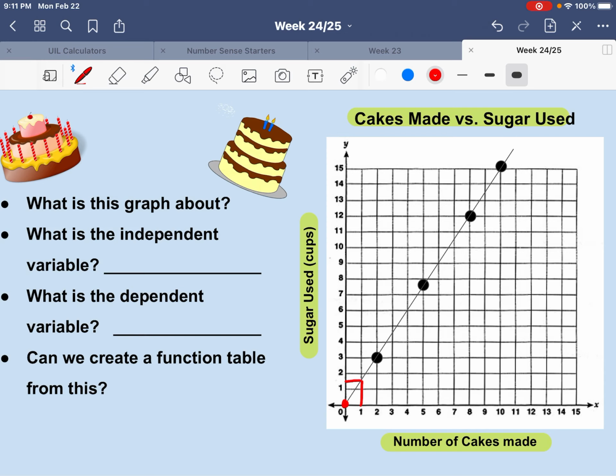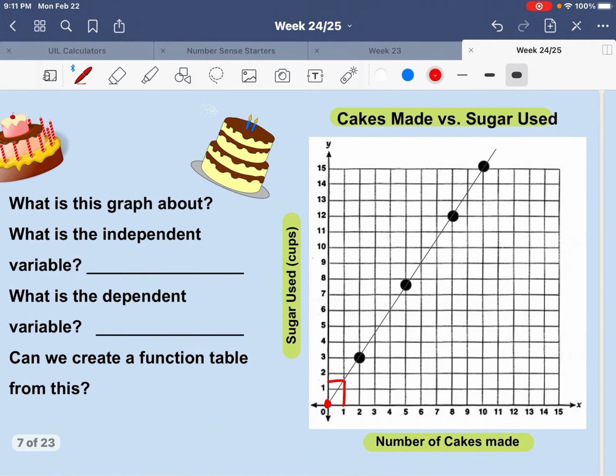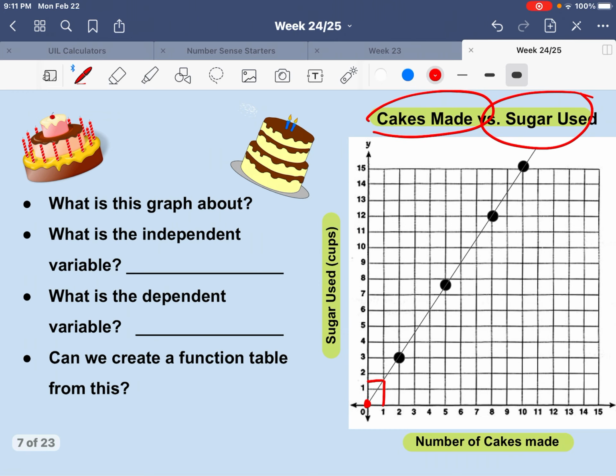But based on what we know, let's first say, what is this graph about? Well, it's about number of cakes made versus the sugar used. What's the independent variable? Well, the independent variable is always the thing that's listed on the x-axis. In this case, it's the number of cakes made. Okay, what is the dependent variable? Well, that's always on the y-axis. That's the amount of sugar used.